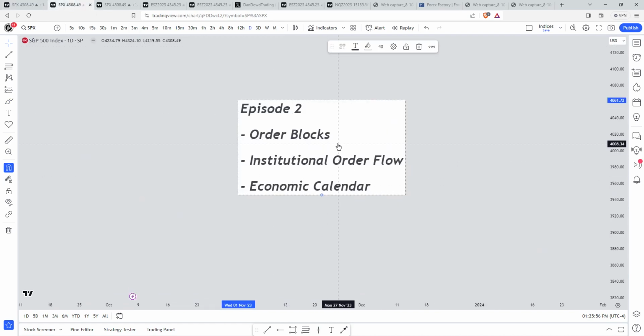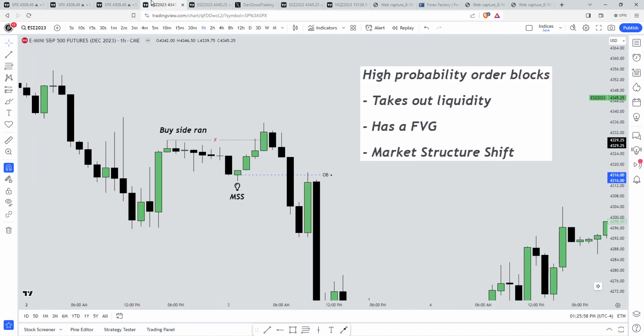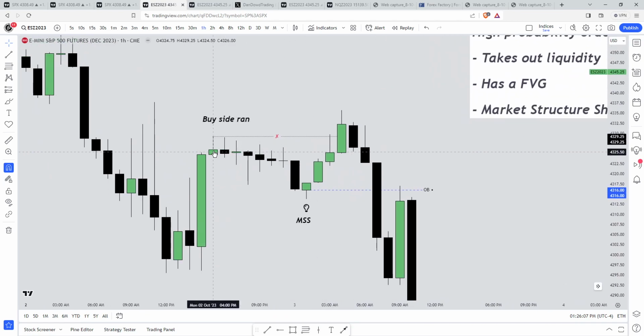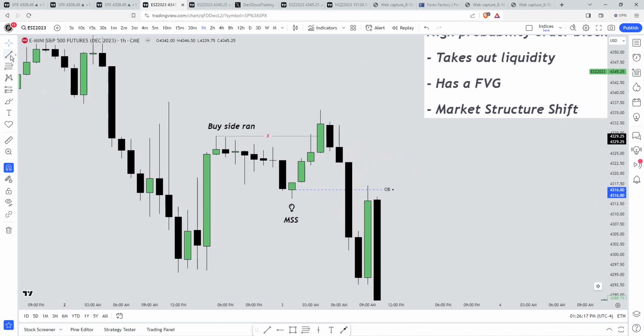So let's dive straight into order blocks and what defines a high probability order block. A high probability order block is an order block that takes out liquidity, has a fair value gap, and creates a market structure shift. So if we look over here, you could see that an old high was taken out. When an old high gets taken out and price reverses, we look at this as a potential run on buy side liquidity. What we want to see next is a market structure shift. So we want to see an old low get taken out. You can see that gets taken out right here.